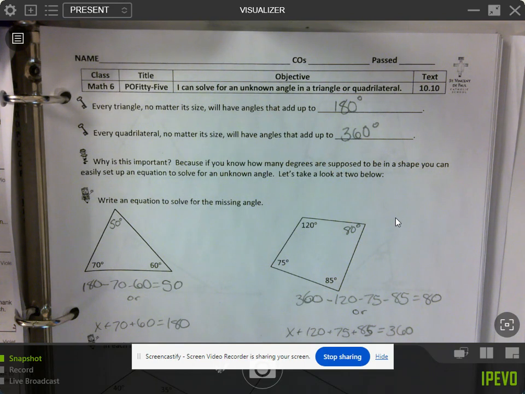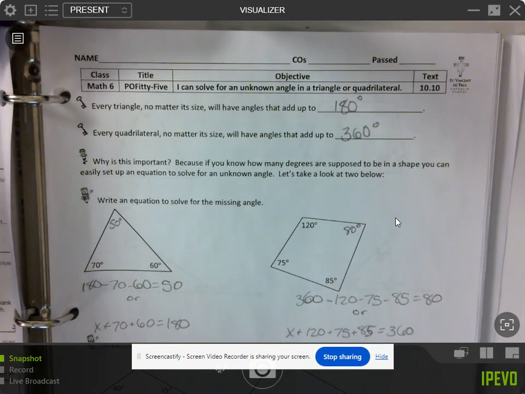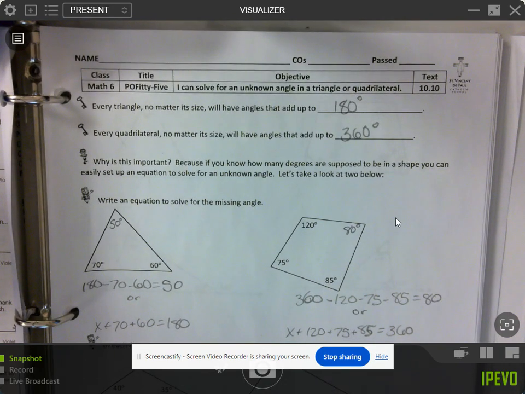Two things that we have to remember for this are that in triangles, all the angles equal 180 degrees. A quadrilateral has 4 sides, and all the angles will always equal 360 degrees. Because like I showed us, a quadrilateral is 2 triangles put together to make that 4-sided figure. So 180 for the triangle, 360 for the quadrilateral.